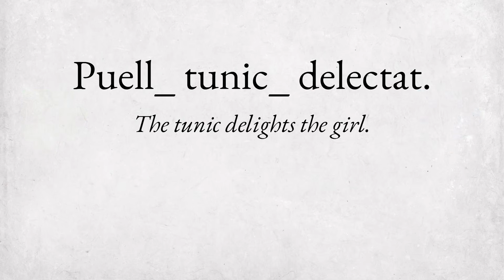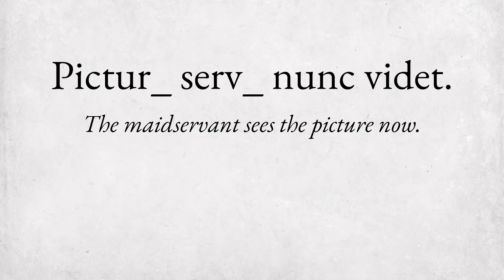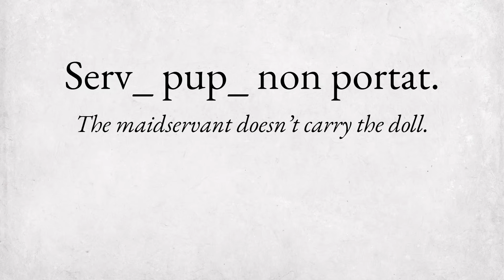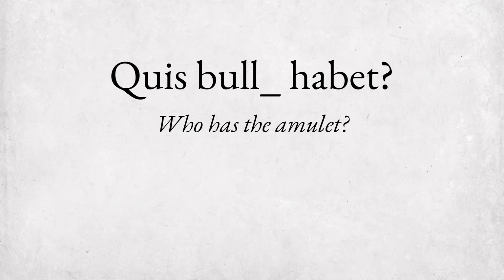Anyway, let's continue. The tunic delights the girl. The solution is puellam tunica delectat. Then we have the maidservant sees the picture now. Picturam serva nunc videt. The next one, the maidservant doesn't carry the doll. Serva pupam non portat.